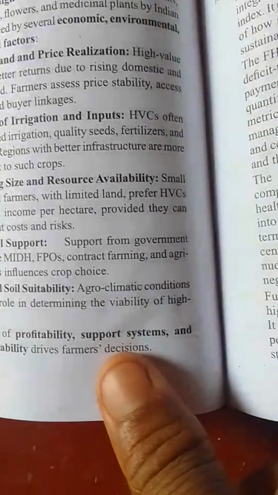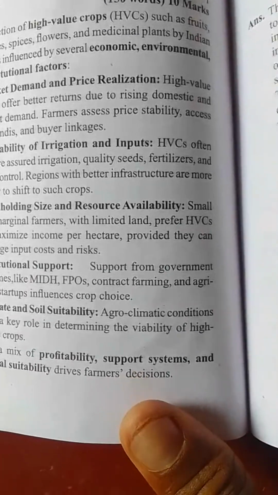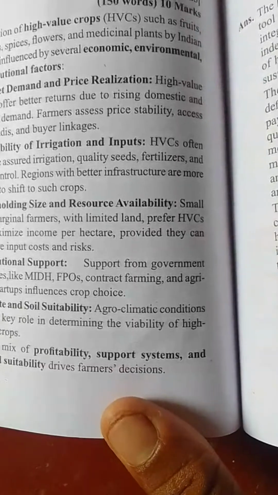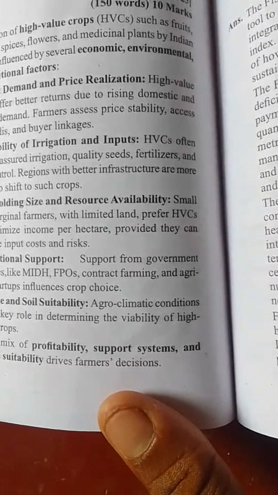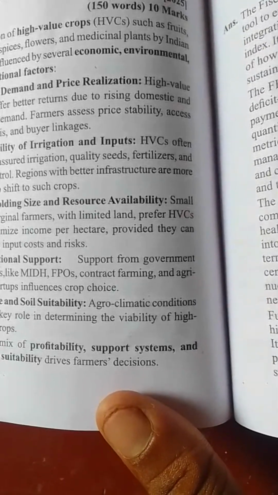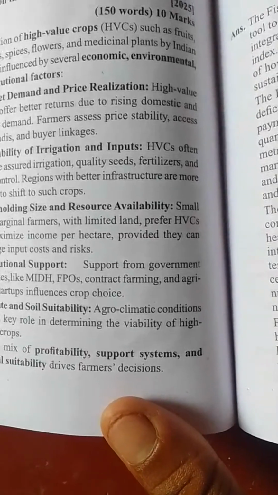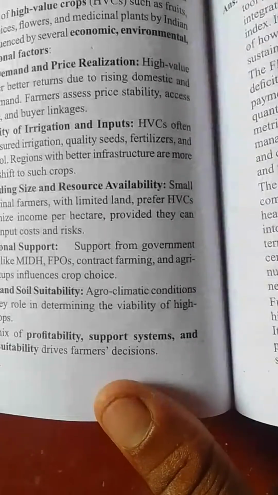Land holding size and resources. Farmers with limited land prefer high-value crops to maximize income per hectare, provided they can manage input cost and risks.